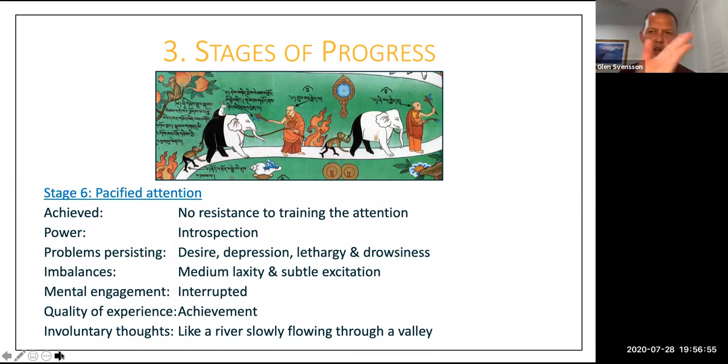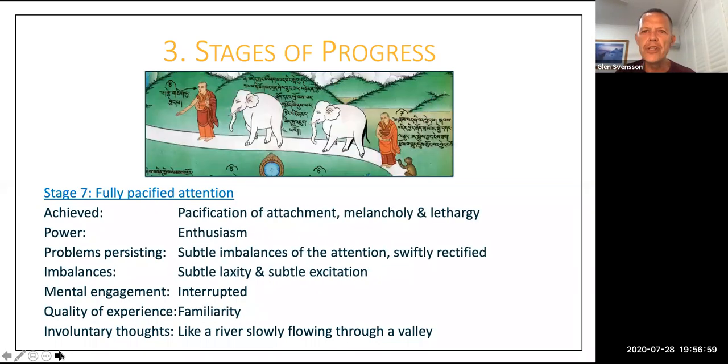And then when we go around the corner, the bend, this power is the power of enthusiasm. So now to go to stage 7, 8, we have a lot of enthusiasm and joy that propels us to these higher levels. So stage 7 is fully pacified attention. So now we've completely pacified these mental afflictions, these attachment and depression, melancholy, lethargy from stage 6. They're completely gone now, pacified.